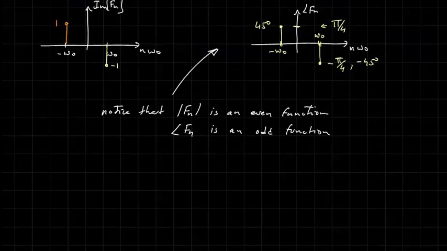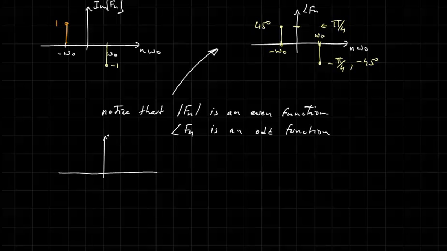So for instance, if you have a magnitude plot that looks like this, let me draw some kind of a shape here. We would have all the discrete harmonics fall on that line.